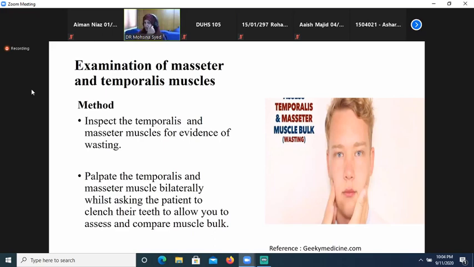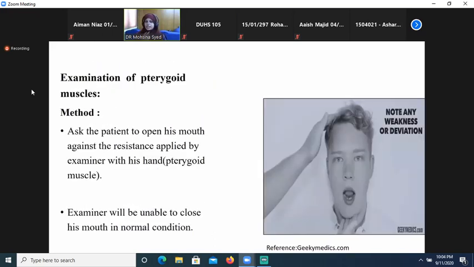Then the pterygoids. For the pterygoids, we ask the patient to open the mouth against resistance. First, you place a hand below the jaw, as also shown in the picture, and you place the hand here, and give some resistance and ask the patient to open the mouth. When the patient opens his mouth against resistance, if he's able to perform, pterygoids are normal. But if there is some weakness, the jaw deviates towards the weak side, or the patient is unable to open the mouth.